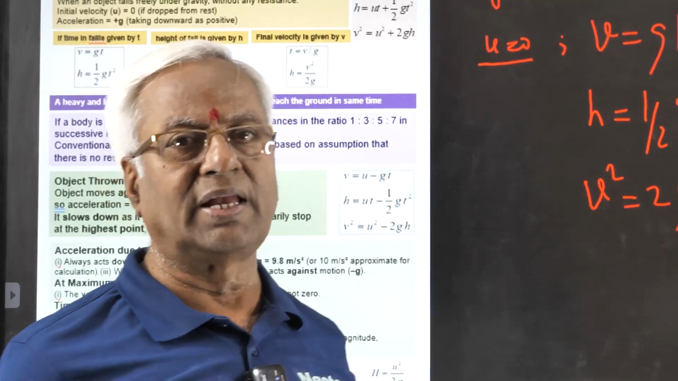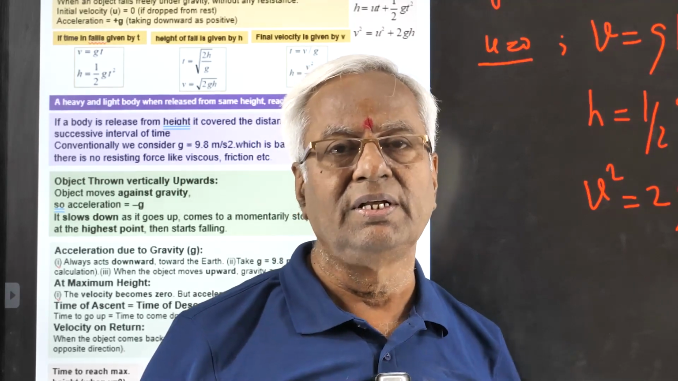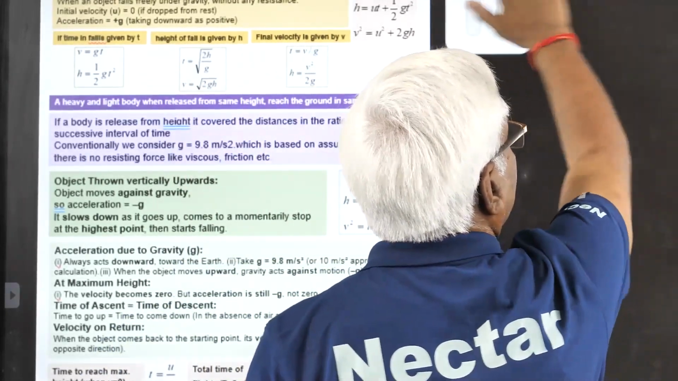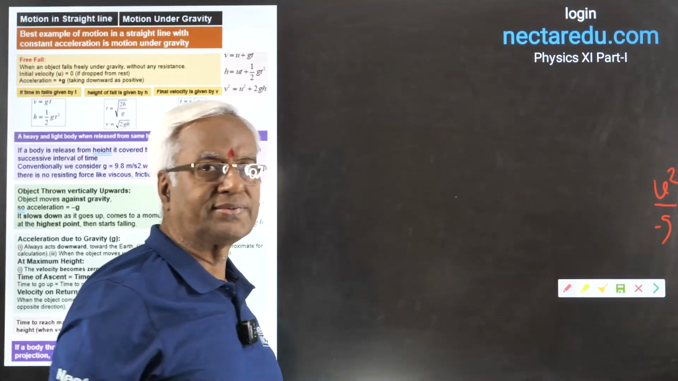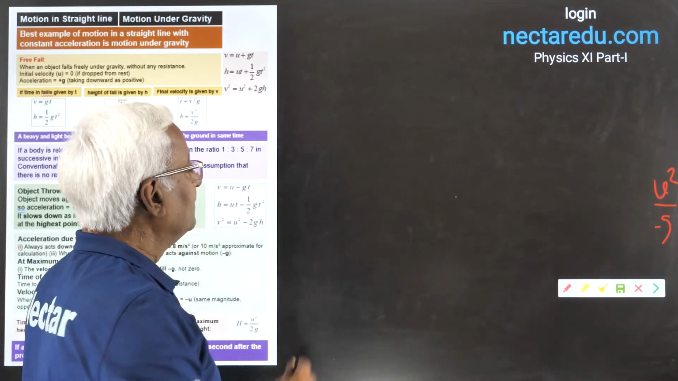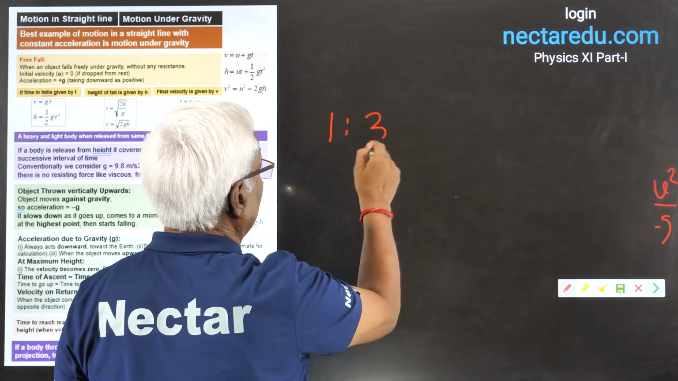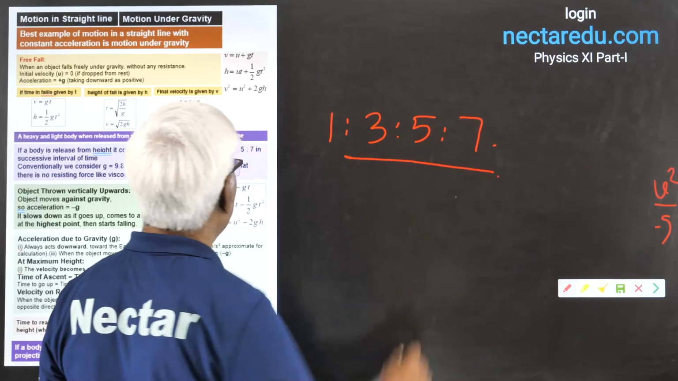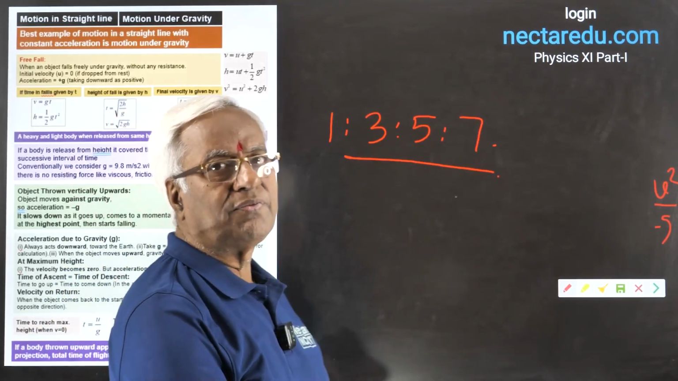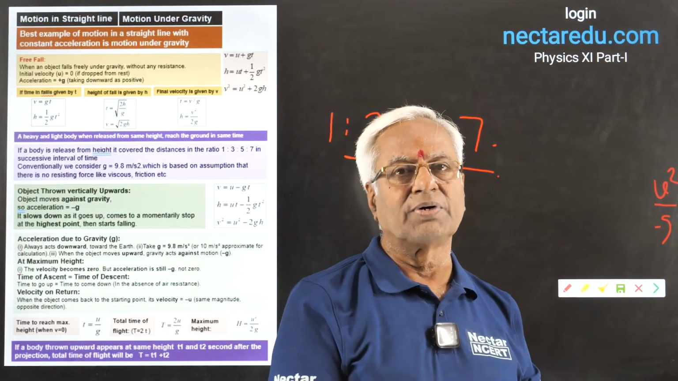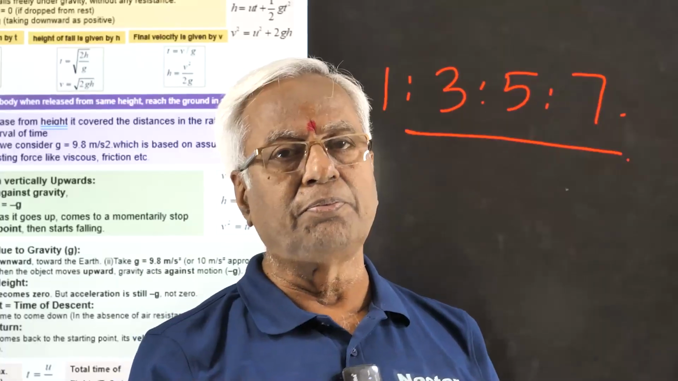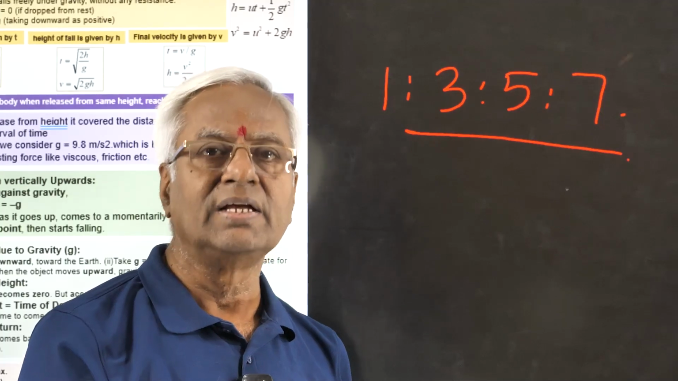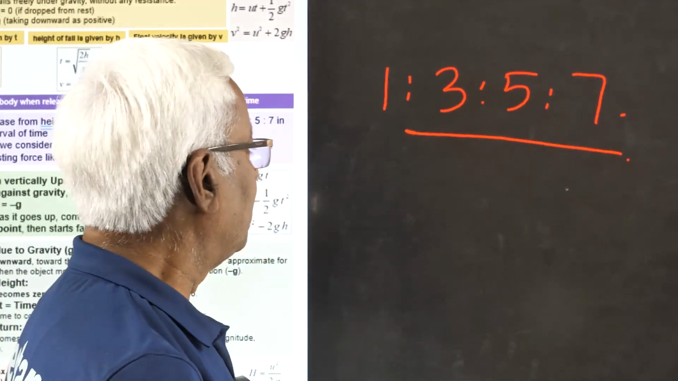You see, when the body is allowed to fall freely from rest, the distances covered in successive seconds, that is in the first, second, third second, will be in the ratio 1, 3, 5, 7, and so on. And when we are taking g as 9.8, then one assumption is already imposed here, that there is no force other than gravity, like viscous drag, or even a thrust.